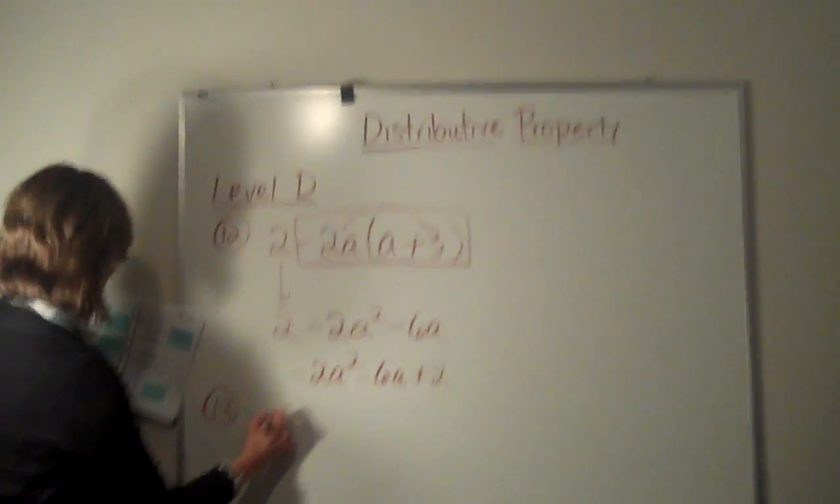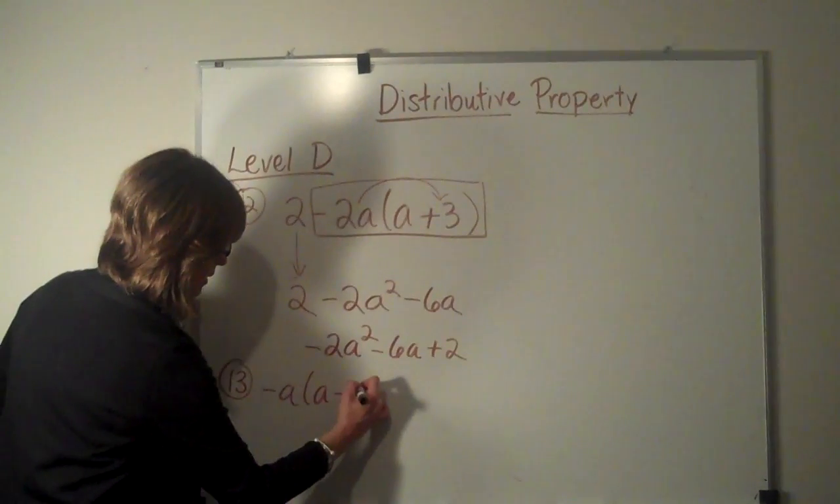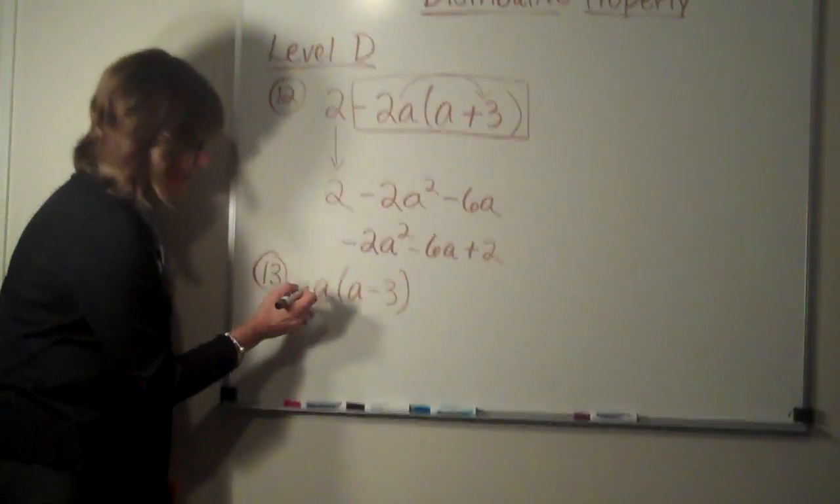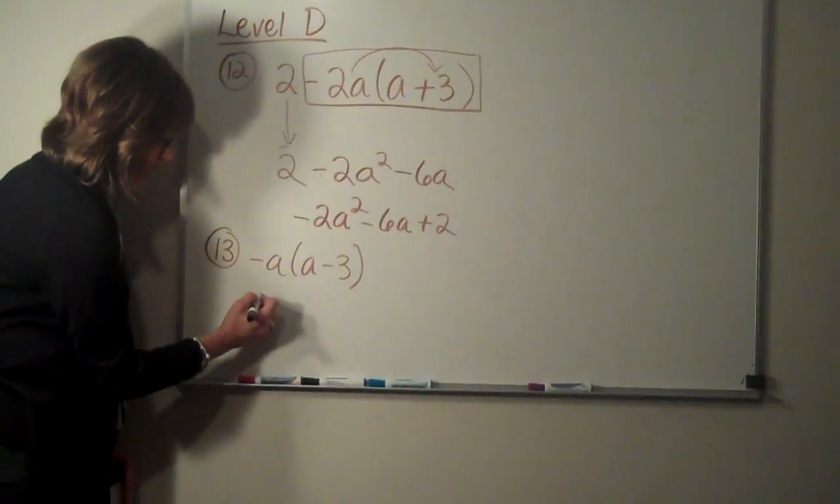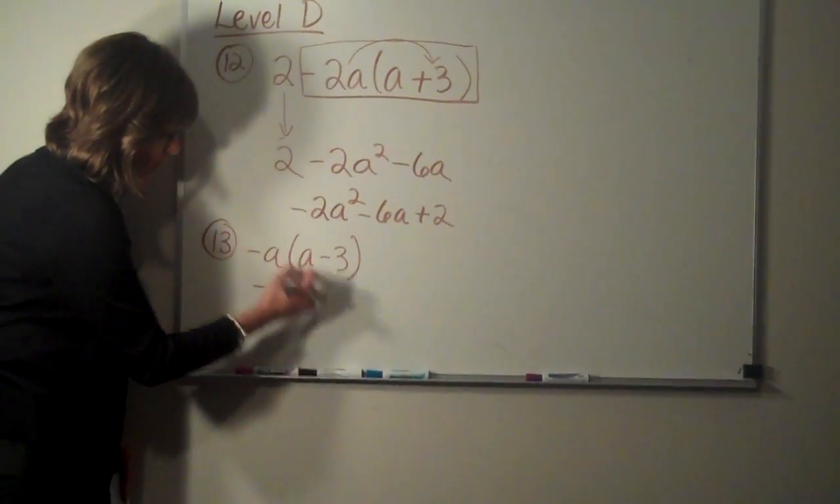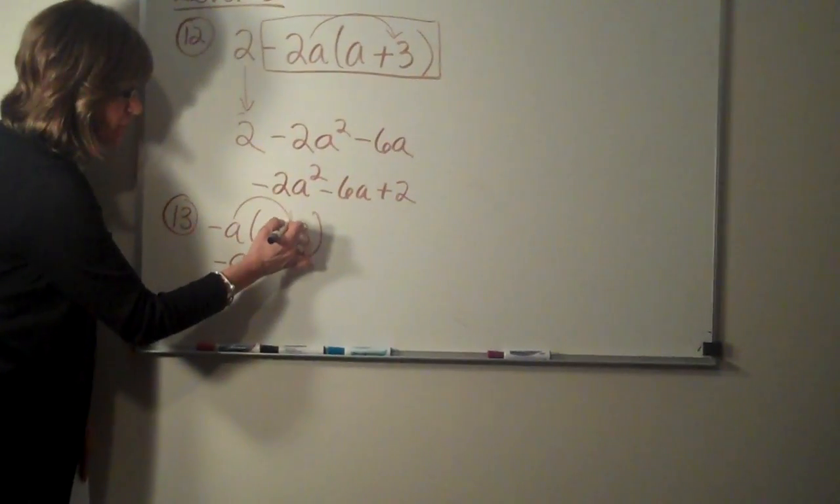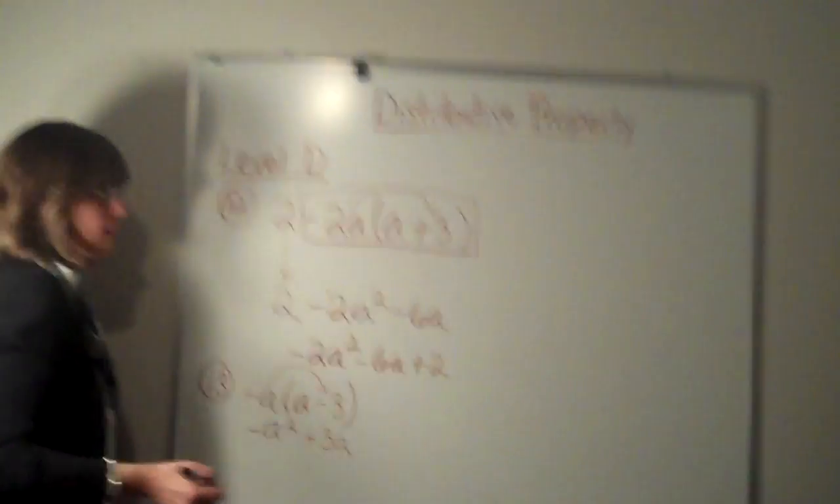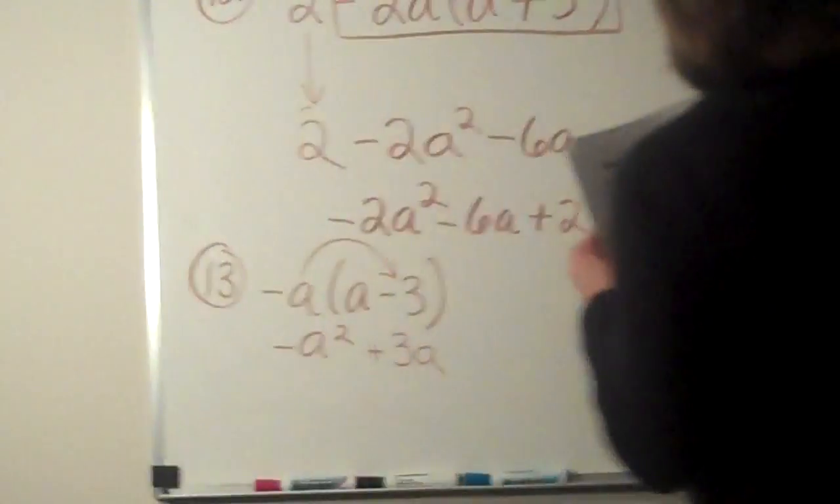Number 13. So now I have negative a times a, that's negative 1a times 1a, is negative a squared, and a negative times a negative is a positive 3a. Number 14.